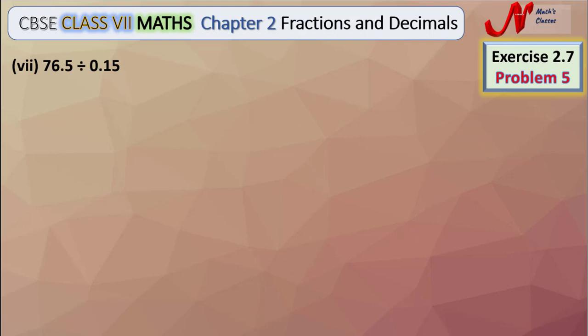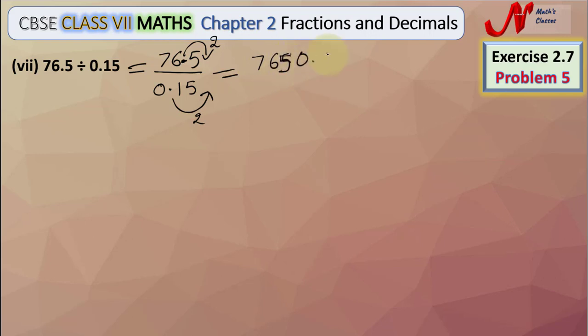Next is the seventh bit. It is given that 76.5 divided by 0.15, which is equal to 76.5 by 0.15. To find this, we shift the decimal point two places to the right. In the numerator also we shift the decimal point two places to the right. So it can be written as 7650.0 divided by 15.0.